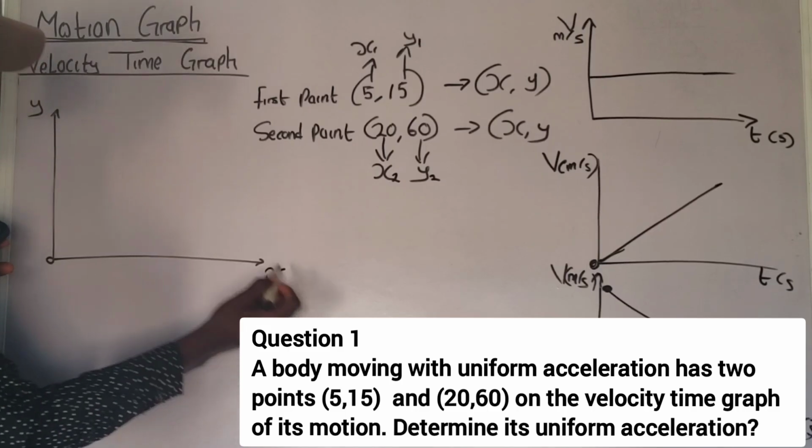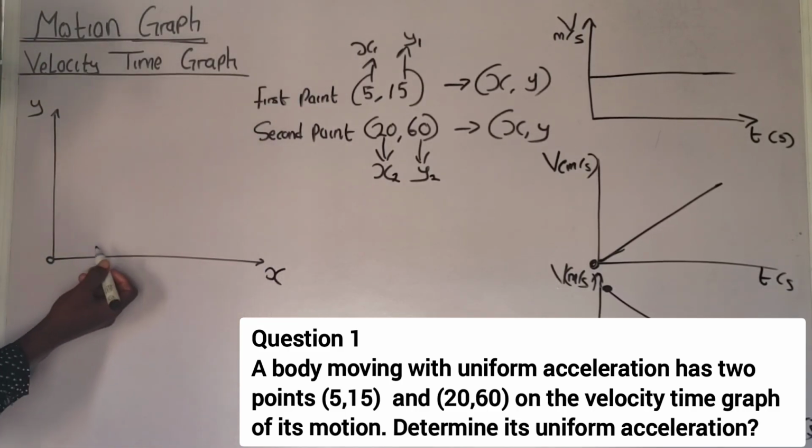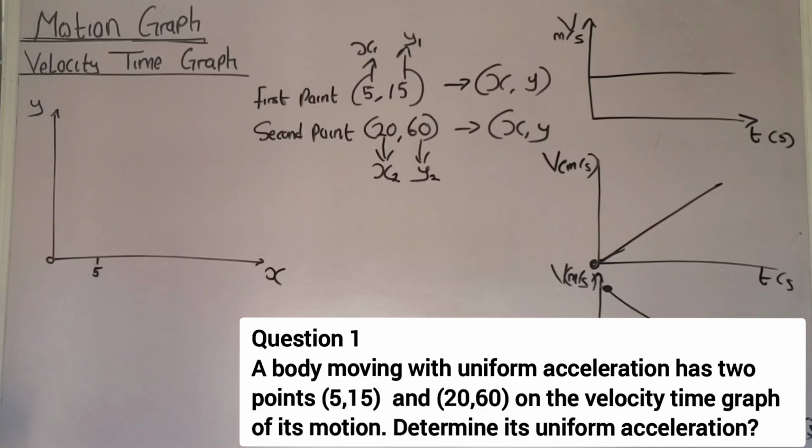Now, for x1, we have 5. Of course, 5 is greater than 0. This is where I'm going to have the x1. The first coordinate for x1 is 5. Now, for y1, we have 15. So let me put 15 here.